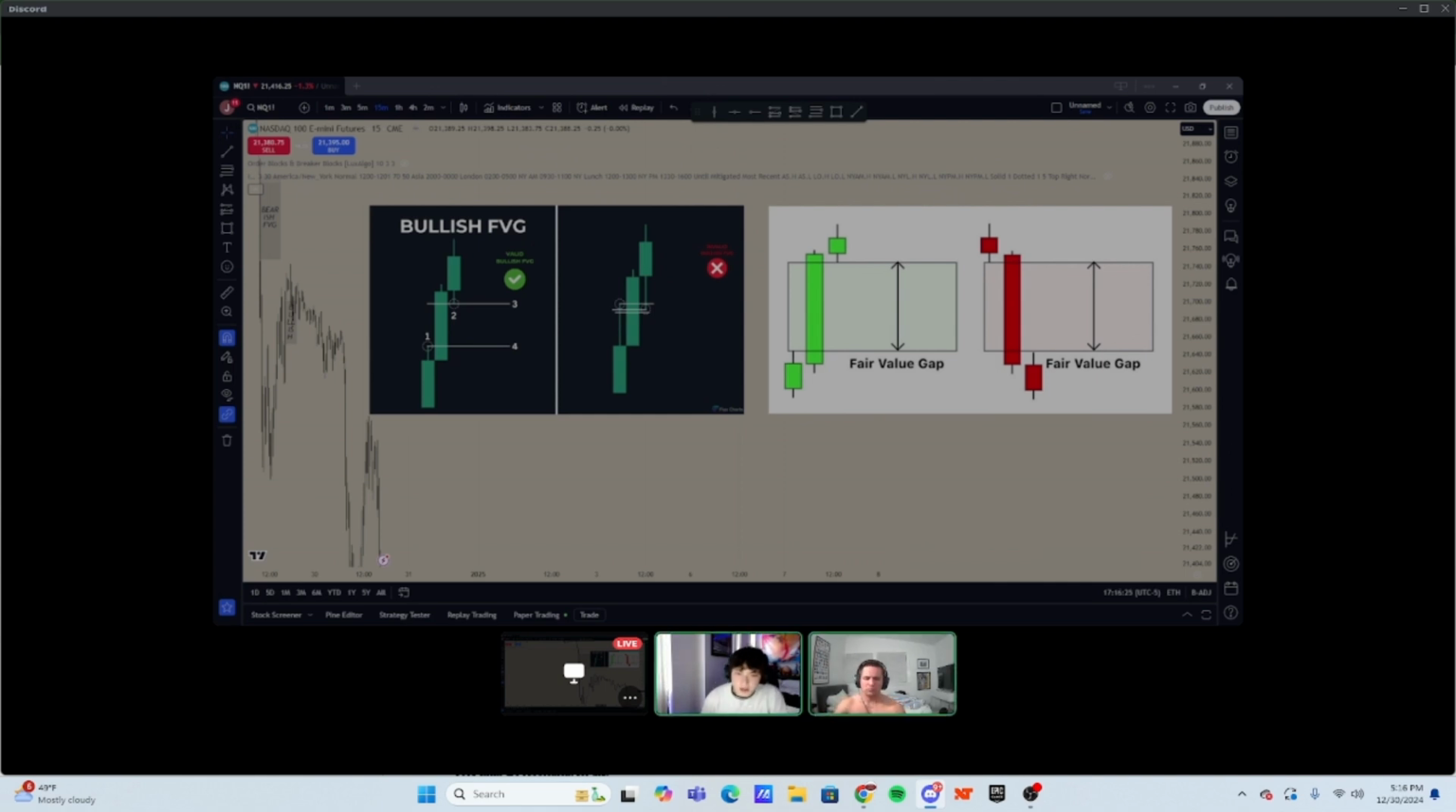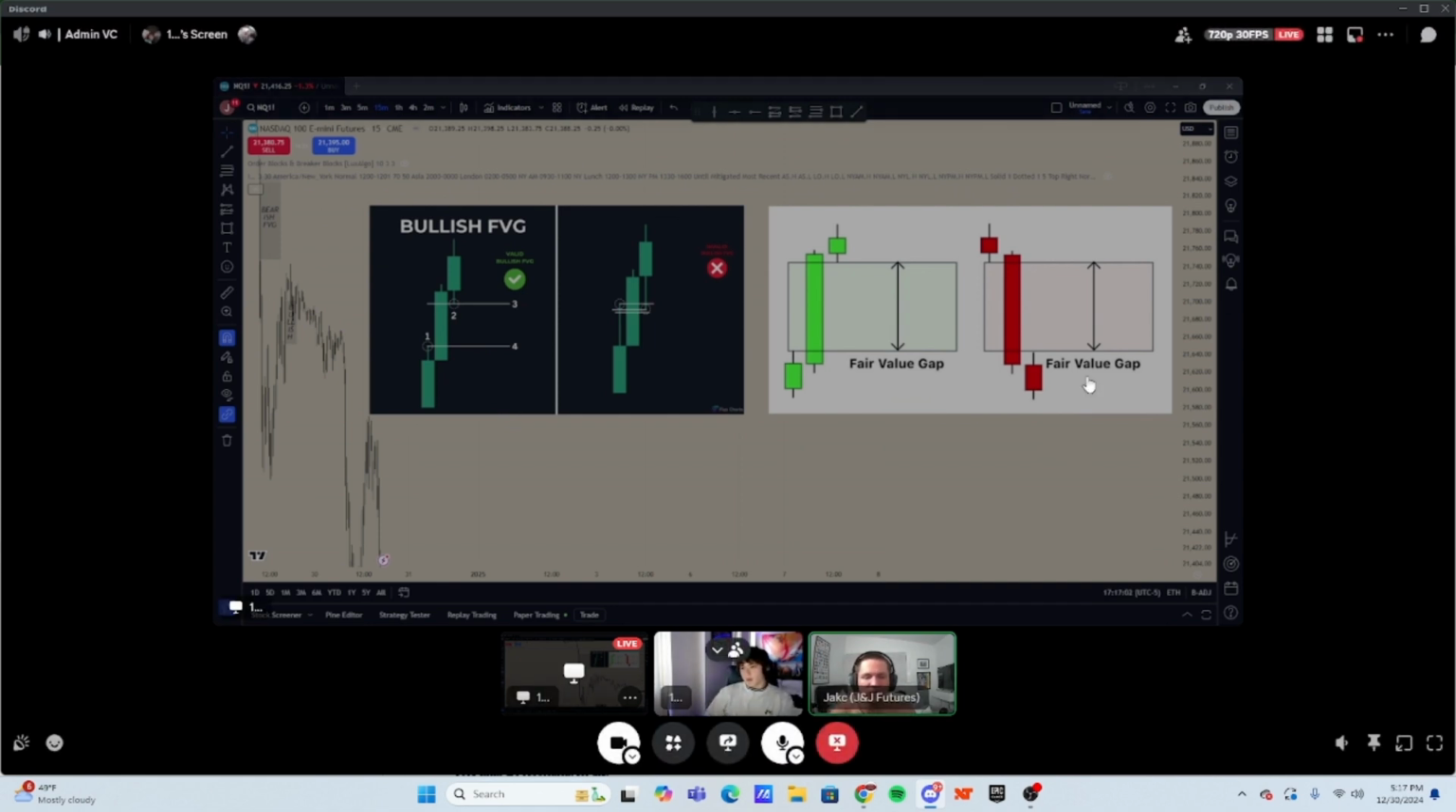So these imbalances in the market are areas where we know price is going to go back into because we need to fill the orders that are left behind when we're rapidly moving up or rapidly moving back down. These fair value gaps can be very important because they can act as magnets for price to return to, and then how price reacts with them is also very crucial. There is also a big difference between bullish and bearish fair value gaps.